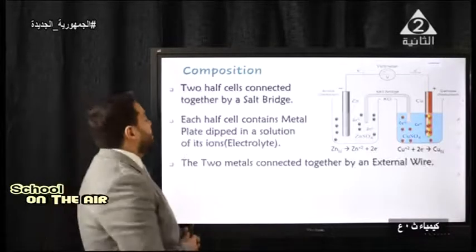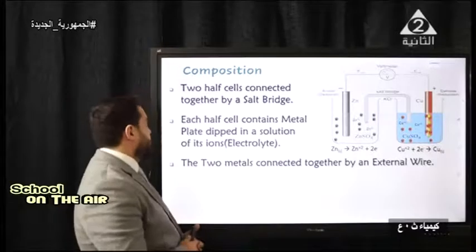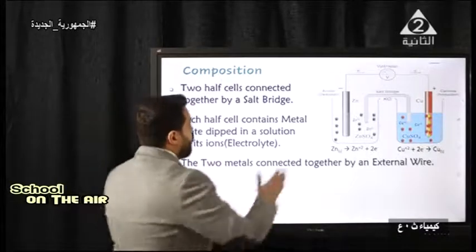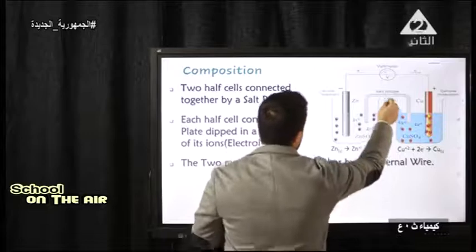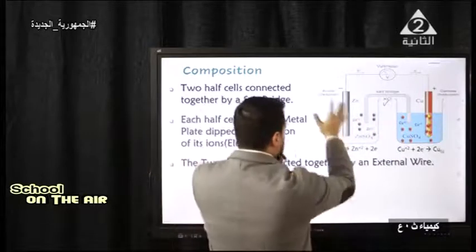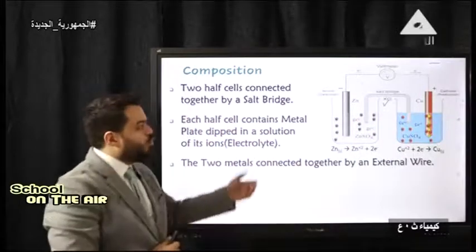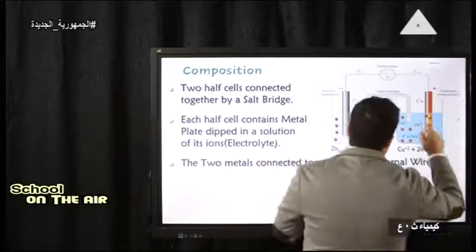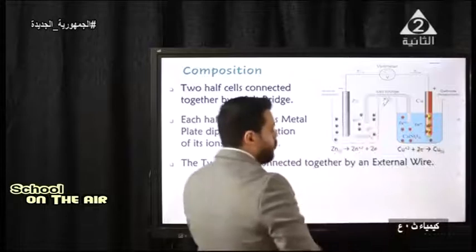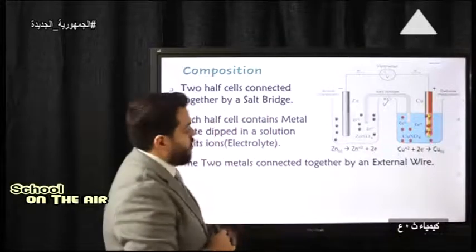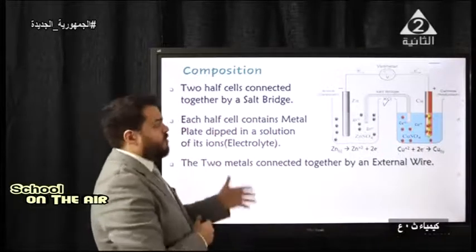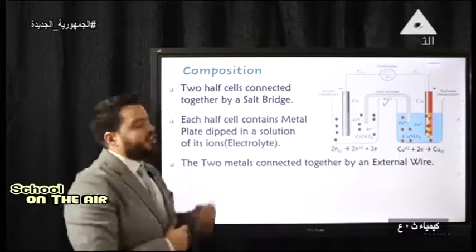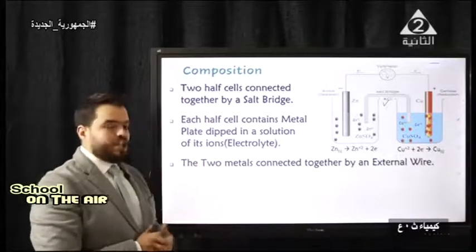What is the galvanic cell composed of? Okay, we have two half cells connected together by a salt bridge. A half cell which is called the anode, and you are going to make oxidation in that. And the half cell which is called the cathode, and you are going to make reduction in that too. Okay, we are having anode and cathode, oxidation and reduction, so you have a redox spontaneous reaction.